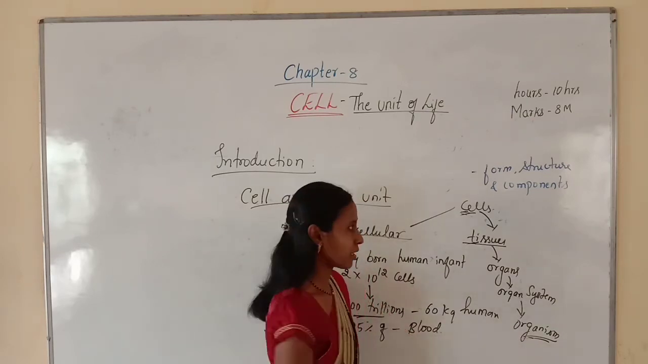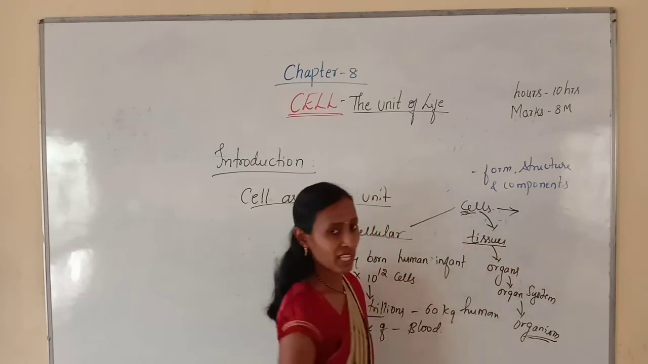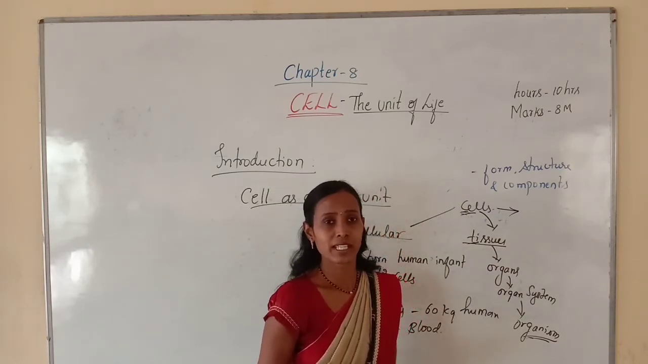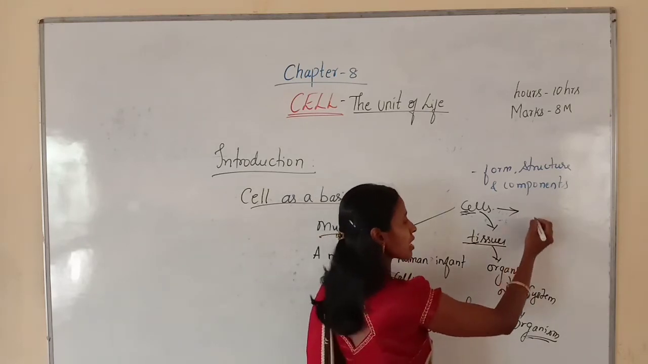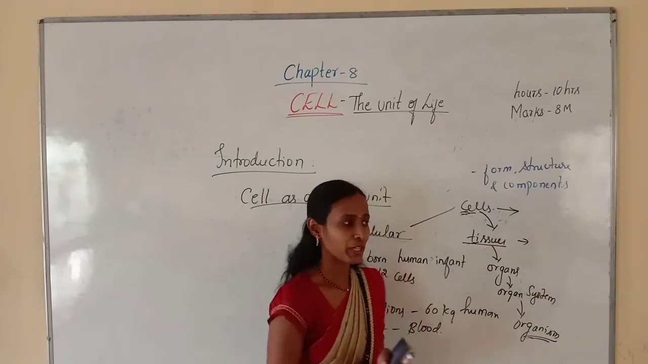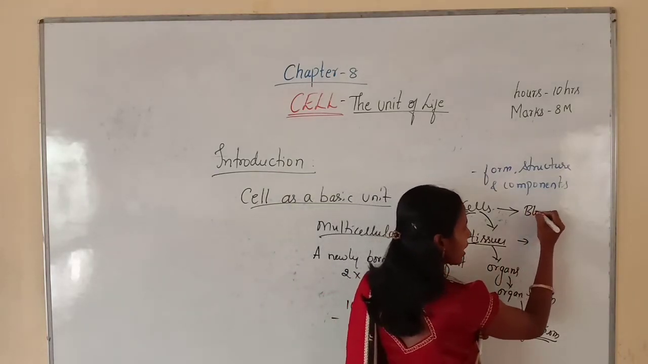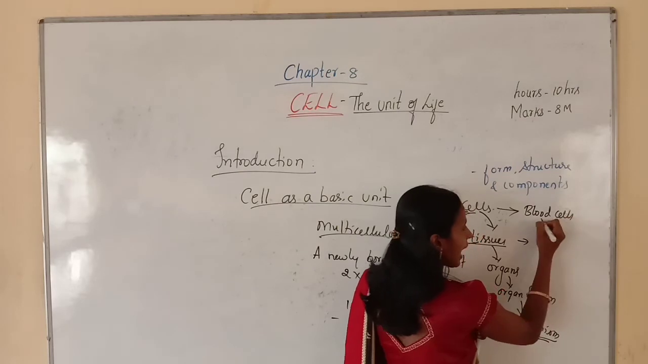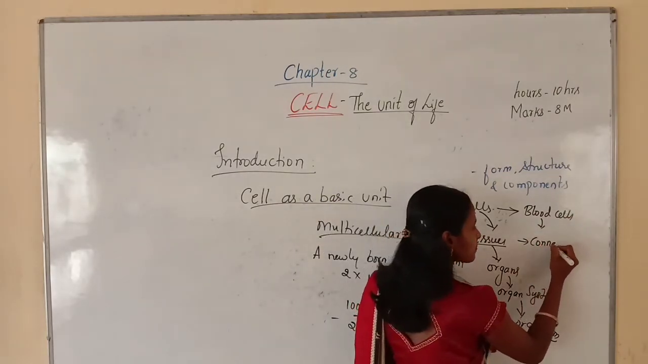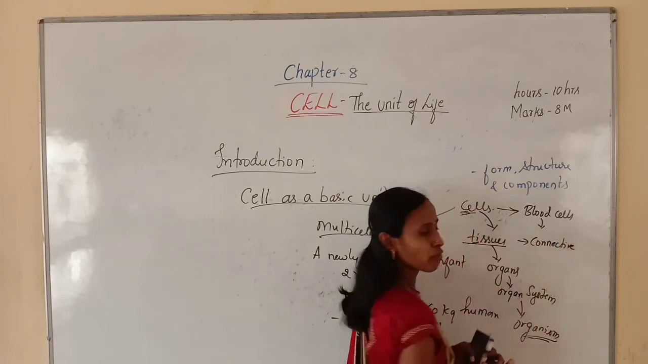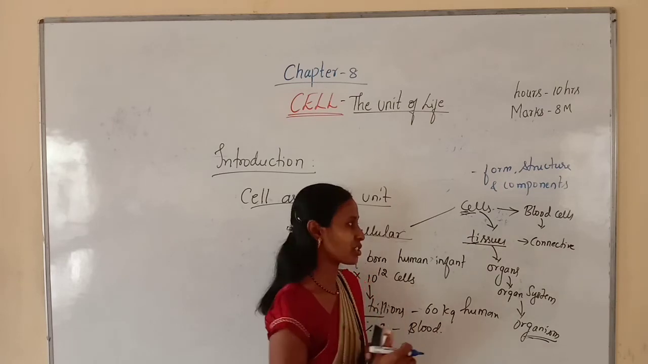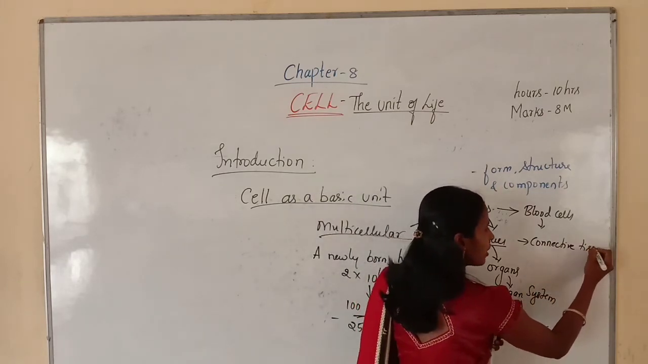Let us take an example. I will take cells: blood cells, red blood cells, white blood cells, etc. And those cells are grouped into a tissue. So actually these blood cells are grouped into a connective tissue, which is actually a fluid connective tissue. You will study this fluid connective tissue and everything in the 7th chapter. So it is a connective tissue.